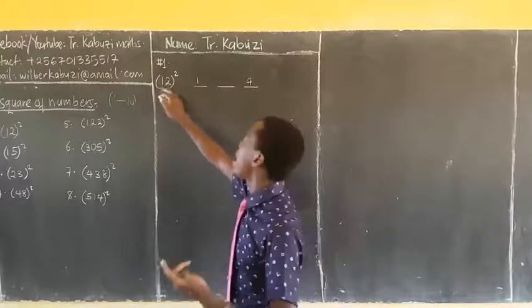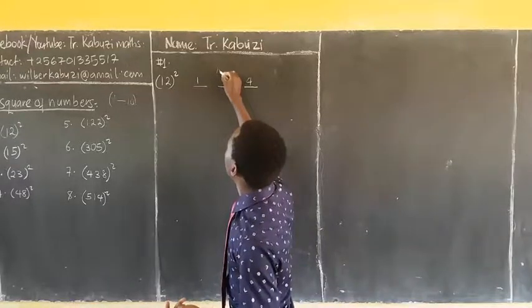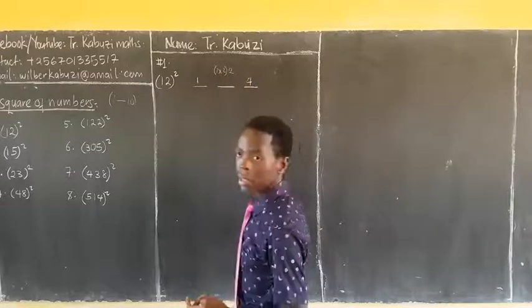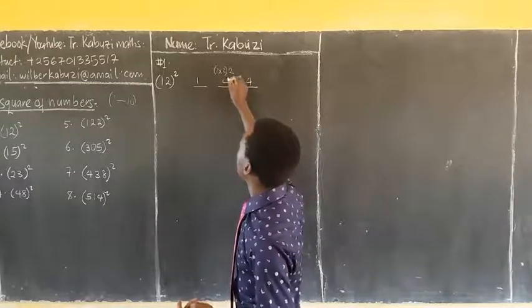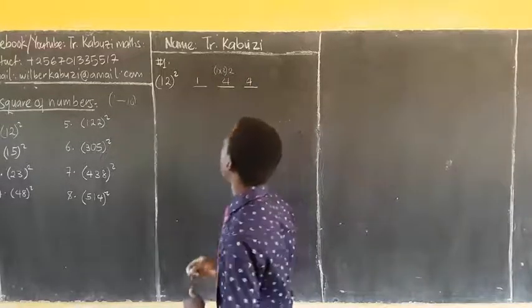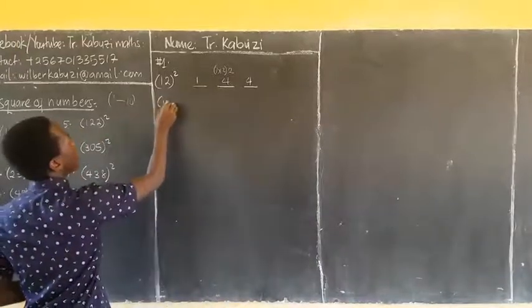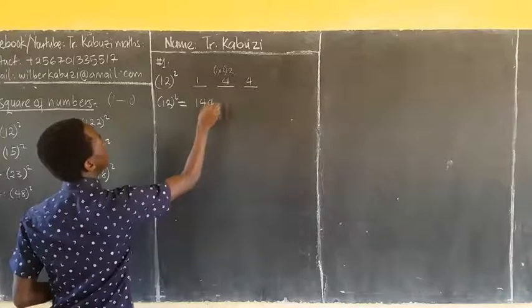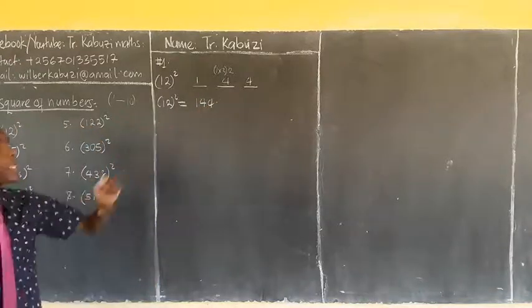Then you multiply it by 2. So you say 1 times 2, then the result, you multiply it by 2. So this will give me a 4. And now you see, the square of 12 is 144. When you press the calculator, that's what you get.